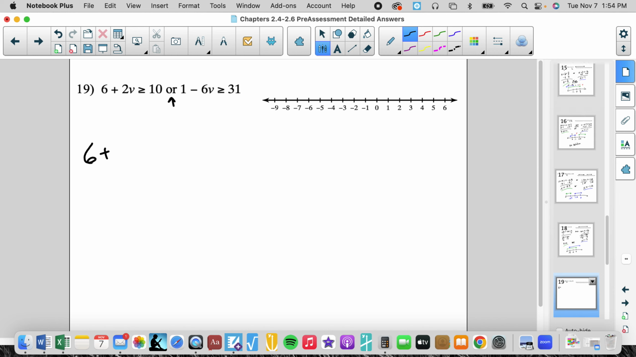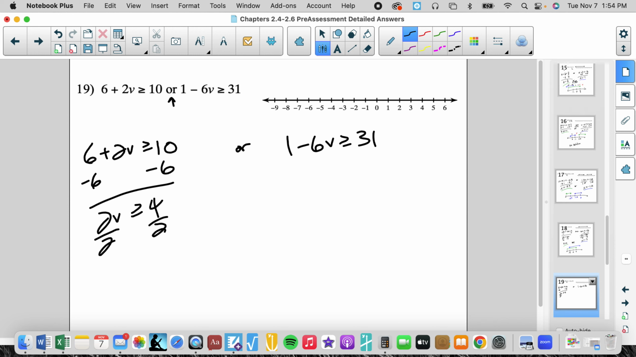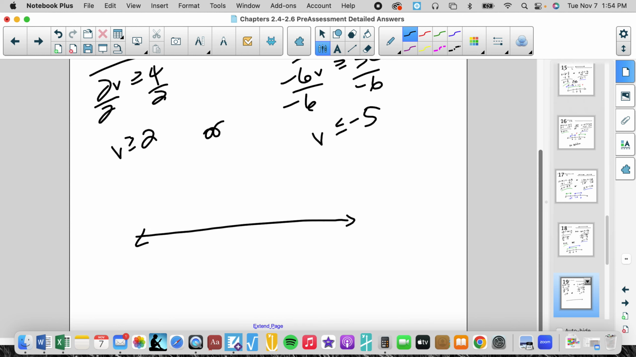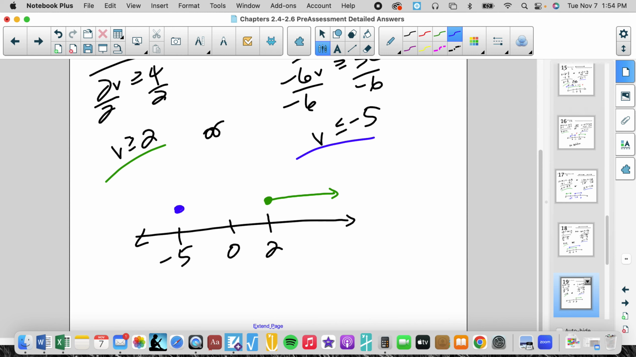This is an OR. 6 plus 2v is greater than or equal to 10, or 1 minus 6v is greater than or equal to 31. Minus 6, 2v is greater than or equal to 4, divide by 2, v is greater than or equal to 2. Minus 1, negative 6v is greater than or equal to 30, divide by negative 6. V is less than or equal to negative 5. That seems so familiar to just like the problem before. Let's see what it produces, if there's any trickery happening here. V is greater than or equal to 2. That looks like this. V is less than or equal to negative 5. That looks like that. So I am pretty sure that was pretty straightforward.